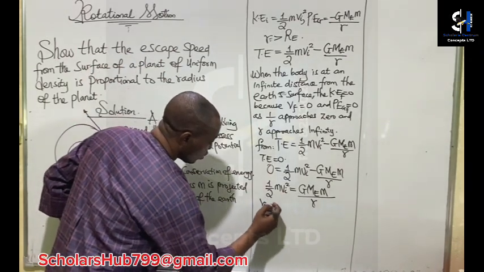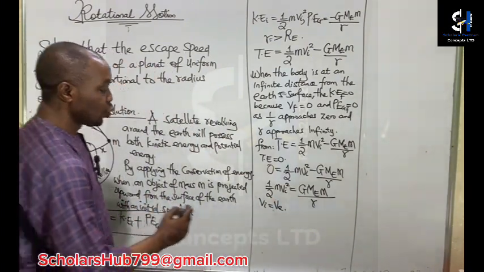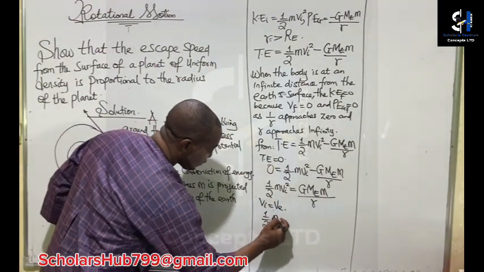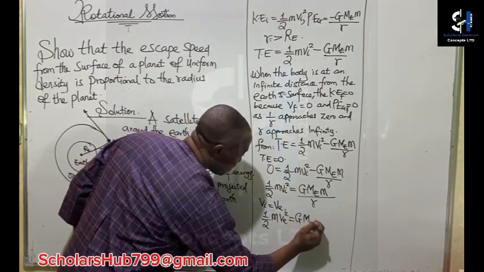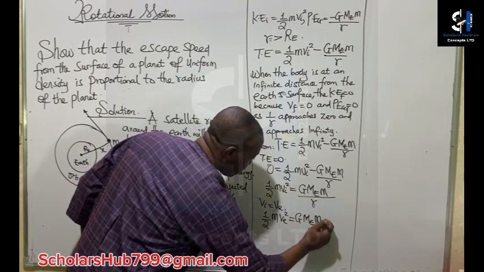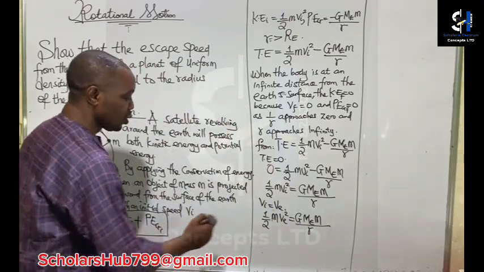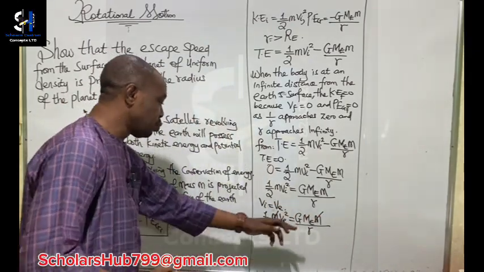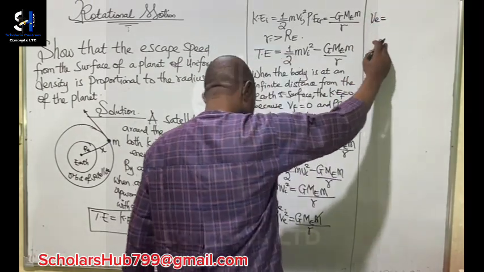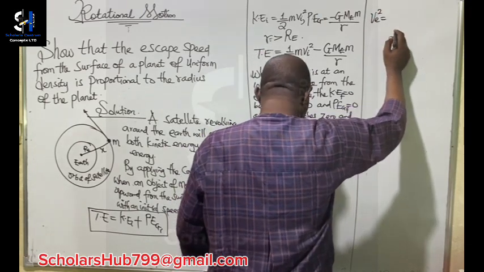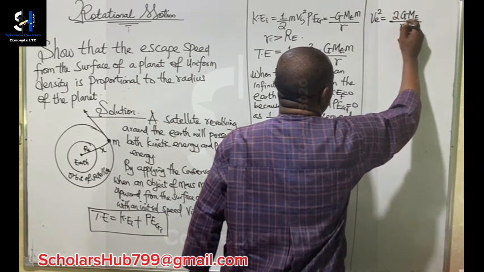So vi will now be equal to the escape velocity. Which means from here we can say that 1/2 m ve² equals G, the mass of the Earth, multiplied by the mass of the satellite, over r. So m cancels out from both sides. Then when we multiply, we have the escape velocity squared equal to 2GMe over r.